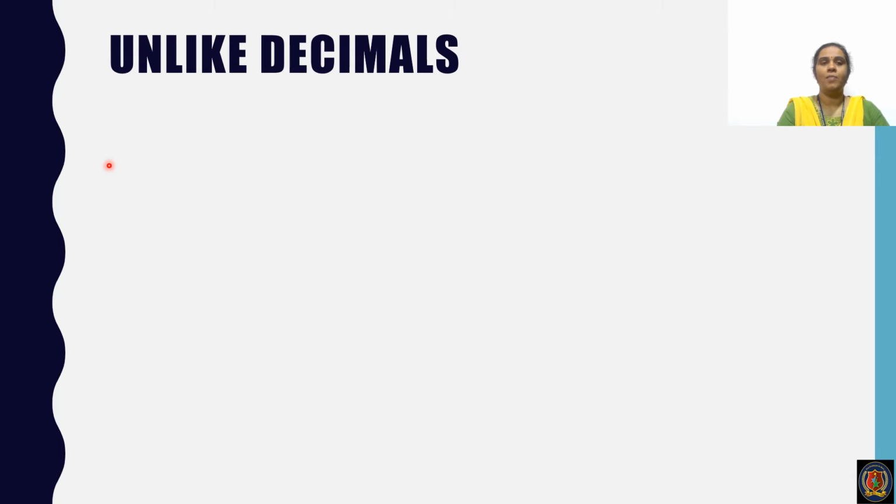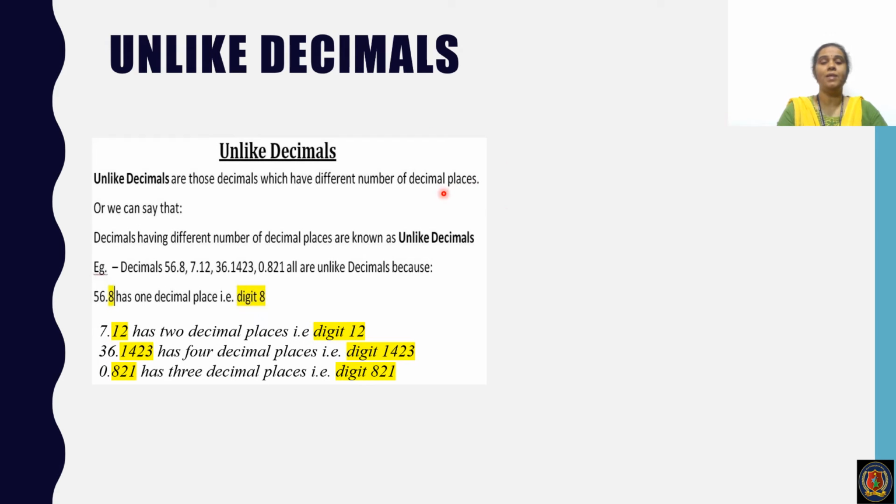Now let us see about unlike decimals. What are unlike decimals? The numbers which have different numbers of decimal places are called unlike decimals. For example, you see 56.8, 7.12, 36.1423, 0.821. They are all unlike decimals because they are having different numbers of decimal places. 56.8 is having only one decimal place. 7.12 is having two decimal places. 36.1423 is having 4 decimal places and 0.821 is having 3 decimal places, that is 821.